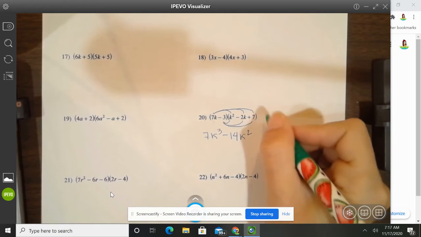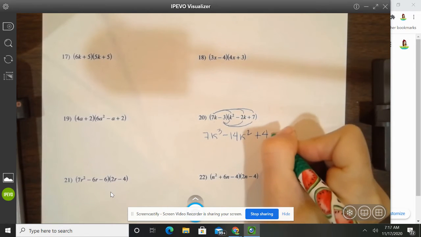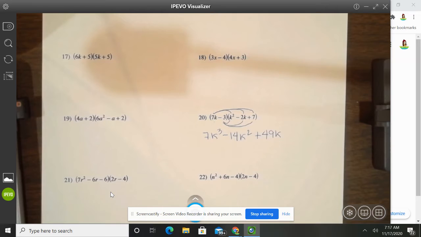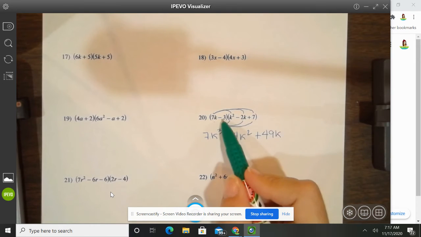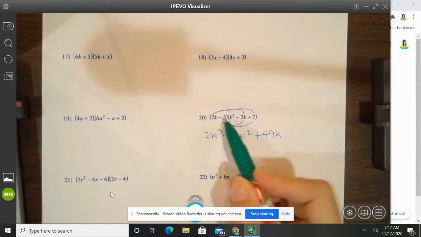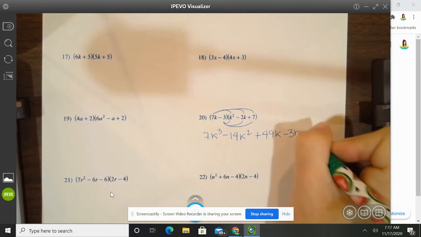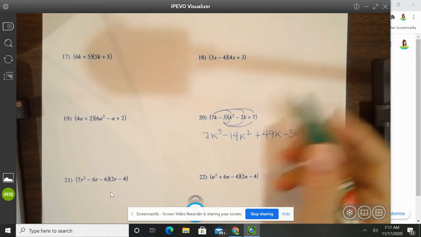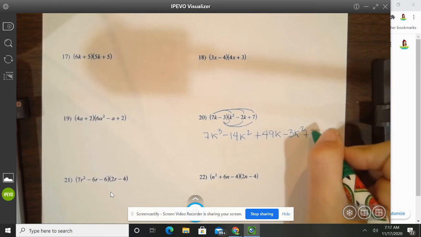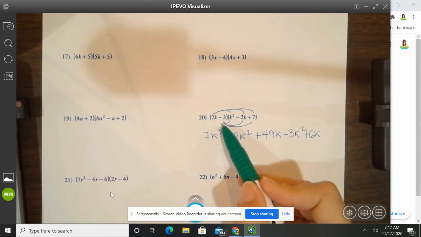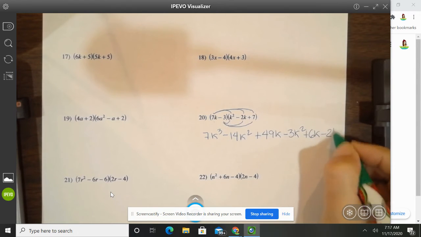7k times 7 is 49k. And then that's the first term. Then I gotta remember to go to the next term. So that's negative 3k squared. Negative 3 times that's positive 6k. And then that times that, it's negative 21.